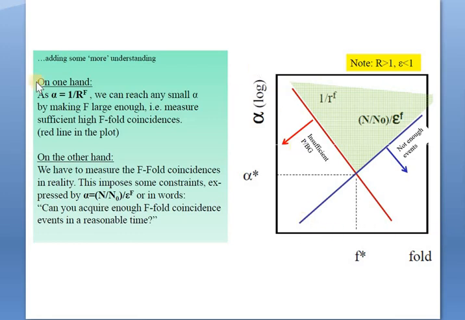You see this plot? Now, as alpha is equal to 1 by R to the power F, as in the previous case, we can reach any small alpha by making F large enough, that is, by measuring sufficiently high fold coincidences. If we do this plot, fold versus alpha, F versus alpha, we have this part, where we have insufficient peak to background compared in this plot here. On the other hand, we have to measure F-fold coincidences, this one here.